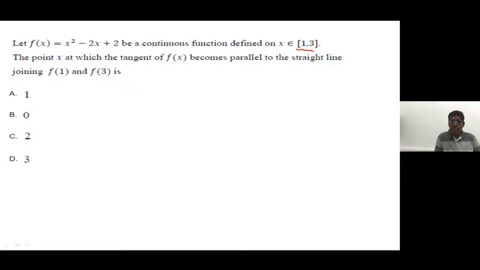The point x at which the tangent of the curve, that is of the function fx, becomes parallel to the straight line. Which type of straight line? Joining f of 1 and f of 3. So f of 1 means 1 comma f of 1, f of 3 means 3 comma f of 3. It is a 2D geometry. If function means that is y value, 1 comma 3 means x values. You know that x1 y1 and x2 y2. The straight line joining equation is y minus y1 is equal to y2 minus y1 by x2 minus x1 into x minus x1. So these are two y values. What is the corresponding x values? 1 and 3 only. Okay. So solution.